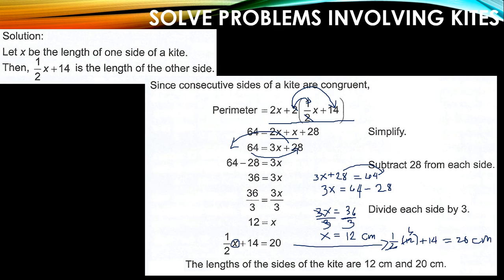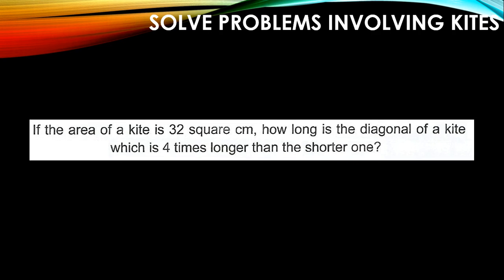Okay, so again, the lengths of the sides of the kite are 12 centimeters and 20 centimeters. Okay, so let's have this last example problem. If the area of a kite is 32 square centimeters, how long is the diagonal of a kite, which is 4 times the shorter one? Okay, so let's list the given elements in the problem.